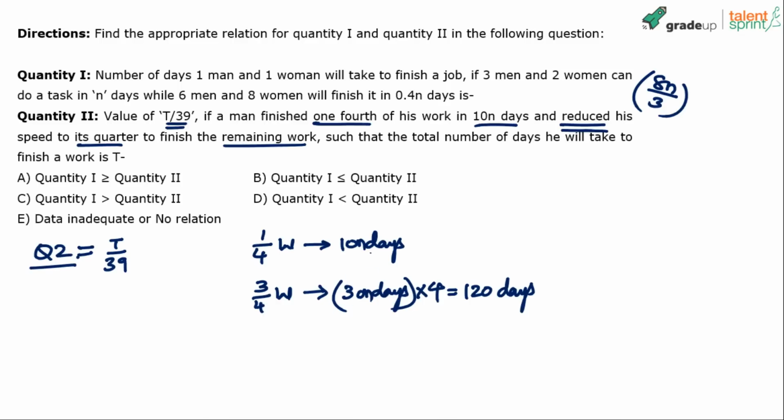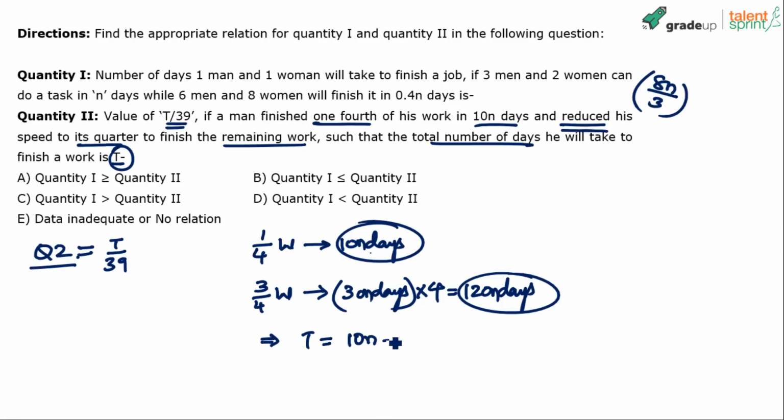However, he finished the remaining work at a reduced speed, a quarter of his speed. If speed is 1/4, time taken will be 4 times. So instead of 30 N days, he'll take 4 times 30 N days, which is 120 N days. So 10 N days for the 1/4 of the work and 120 N days for 3/4 of the work. The total number of days he will take to finish is T, so T is equal to 10N plus 120N, which is equal to 130N.